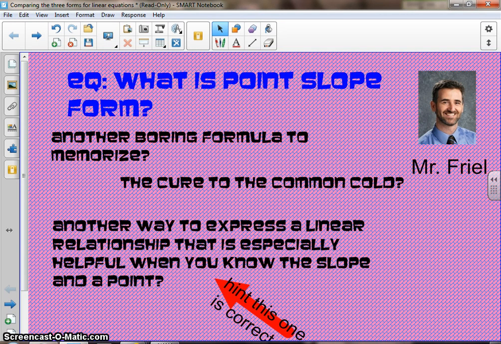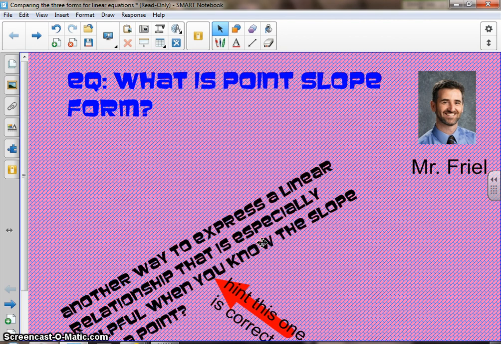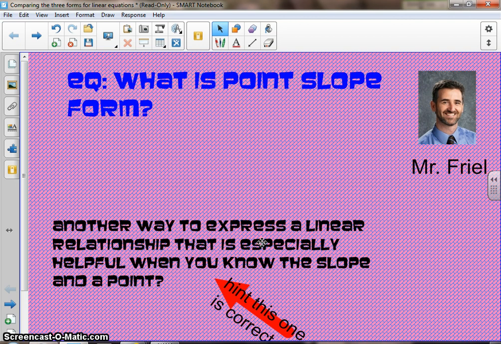Today's essential question is, what is point-slope form? You have a few choices here. Choice number one, it's another boring formula to memorize. That's not true. It's the cure to the common cold. Oh, that disappeared. That's not true either. Let's see. Another way to express a linear relationship that is especially helpful when you know the slope and a point. Hint, this is the correct answer. All right, so point-slope form. It's another way to express a linear relationship.